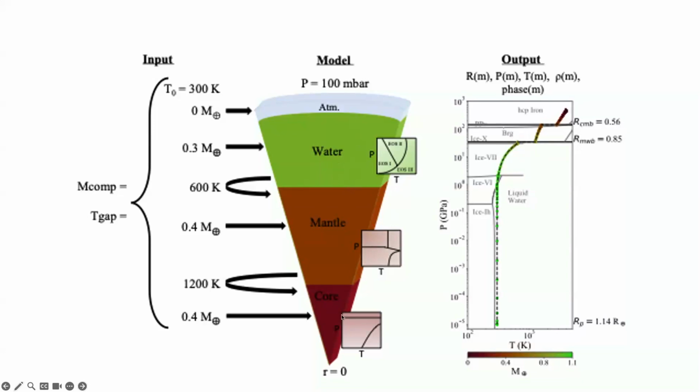We're getting there. And then it will return the interior structure, like the temperature and pressure as a function of radius from the interior.